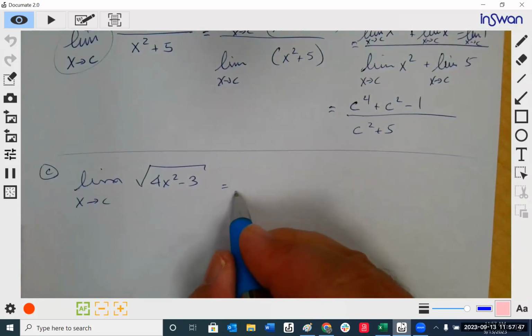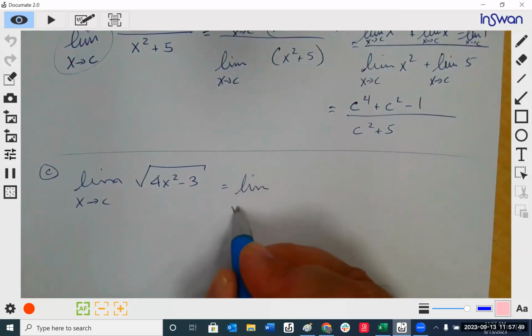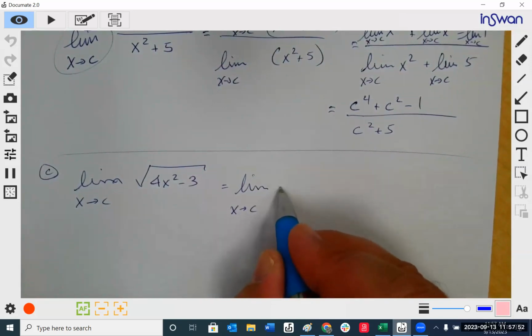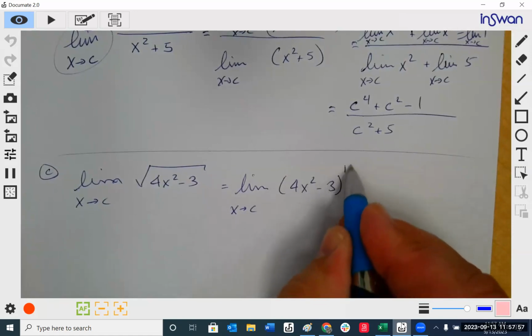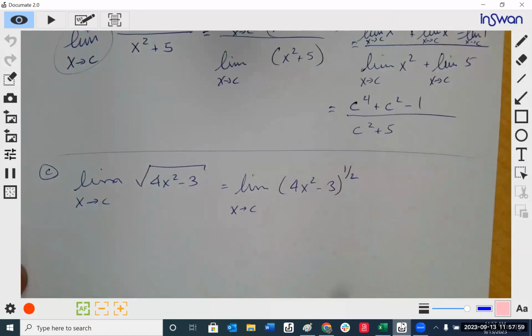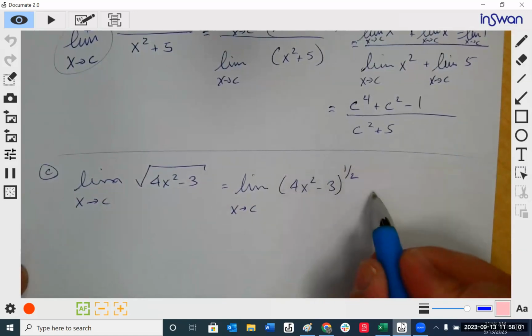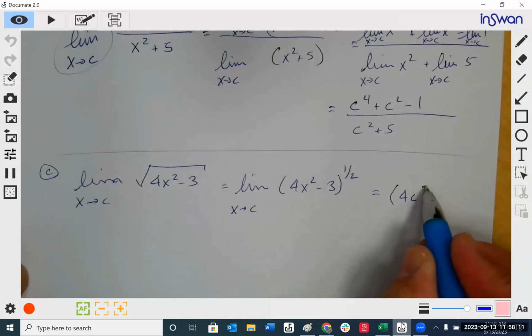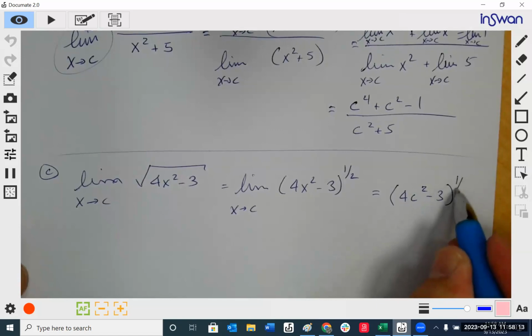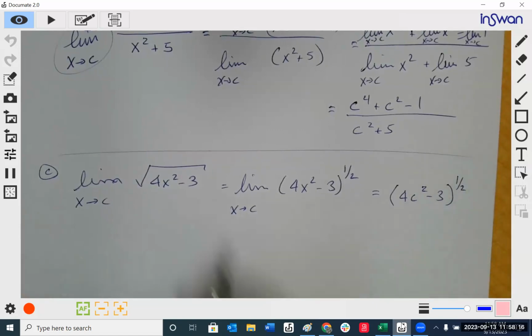So what this one says is as x approaches c, we have 4x squared minus 3 to the power 1/2. There's our f of x. So what that looks like then is 4c squared minus 3 to the power 1/2, or you can leave it as a radical. Is there a shortcut to this?